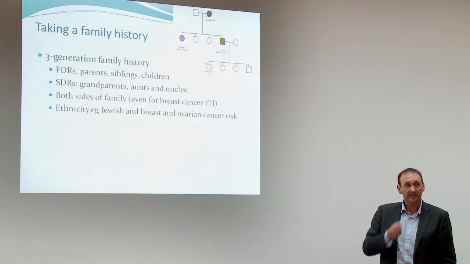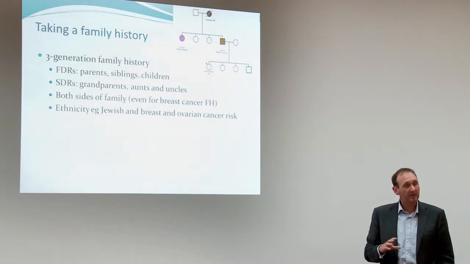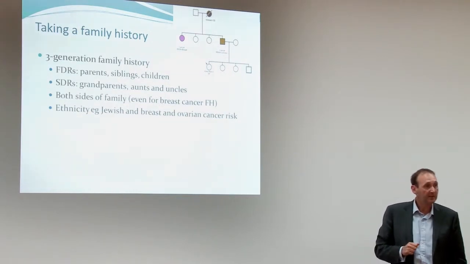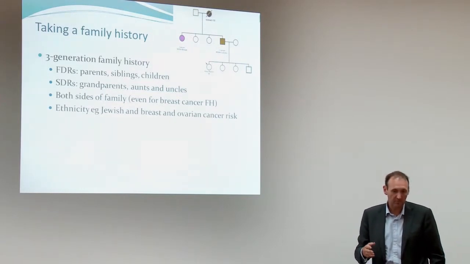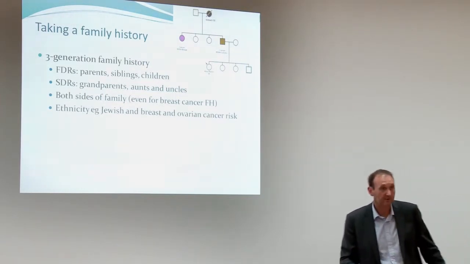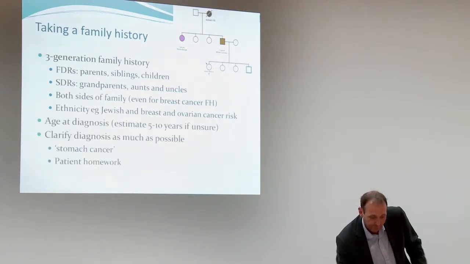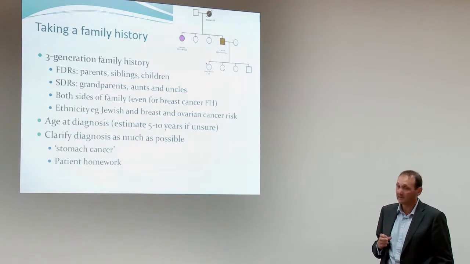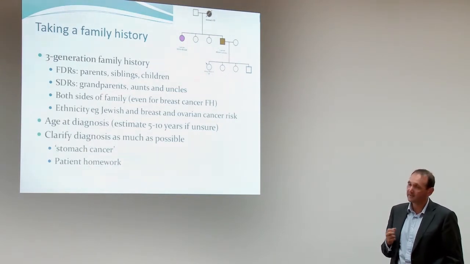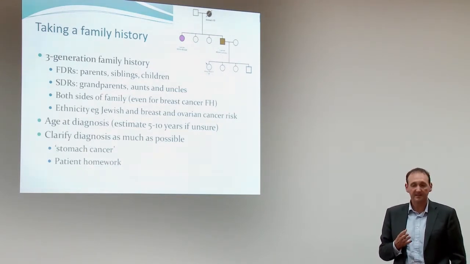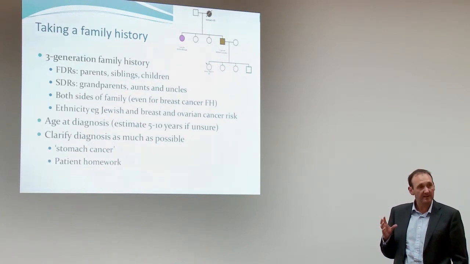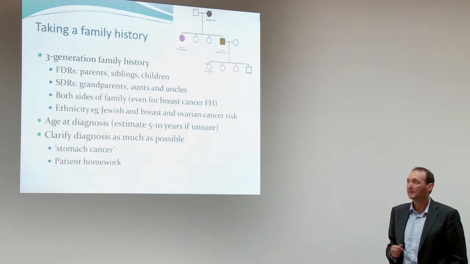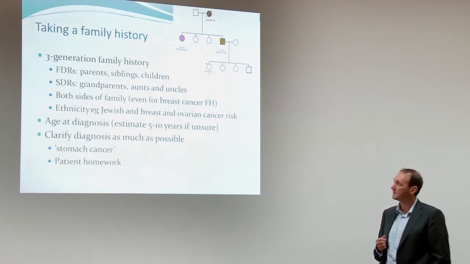Ashkenazi Jews, which are really Eastern European Jews, have a much higher prevalence of BRCA1 and 2, and that's why we specifically asked for it, because it increases their risk of breast cancer. Age at diagnosis for each cancer is important, and often there will be some uncertainty, but try and get an estimate at least to within 5 or 10 years, and most of the guidelines are within those limits, but that will help, as I say, refine the risk assessment.